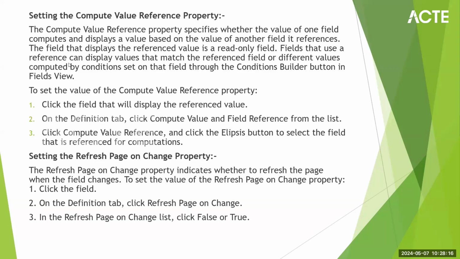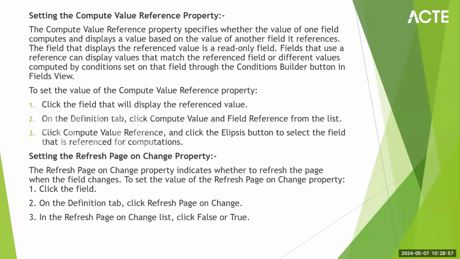Setting the compute value reference property. The compute value reference property specifies whether the value of that field is computed and displayed based on the value of another field it references. For example, when you click on that screen, the field is displaying some value by default, but when it is dependent on another field, that value will be changing.